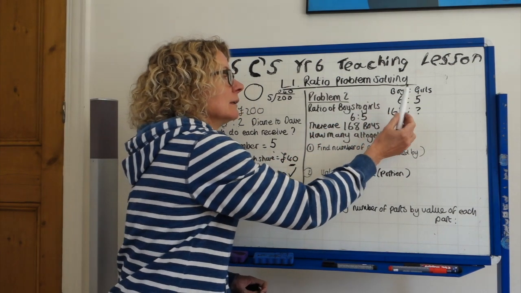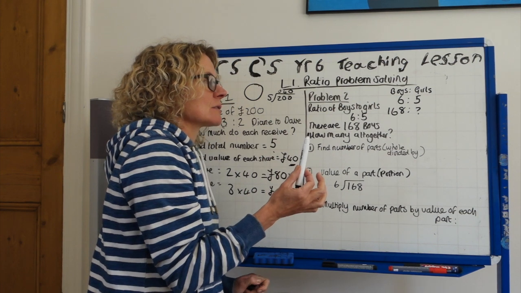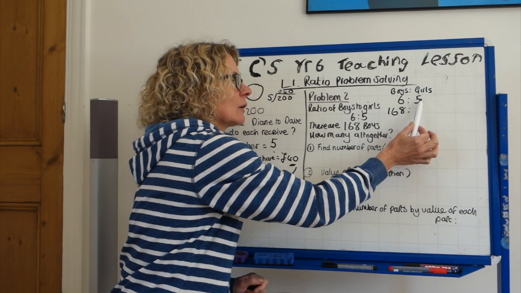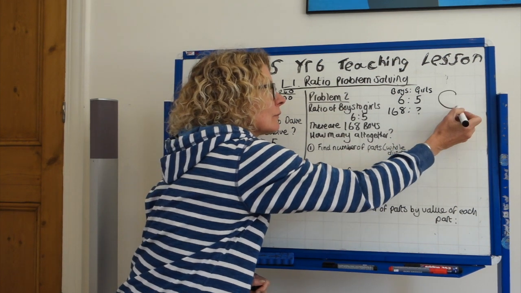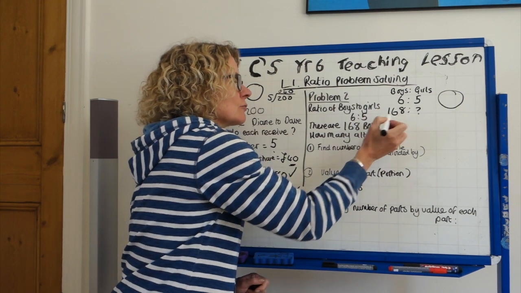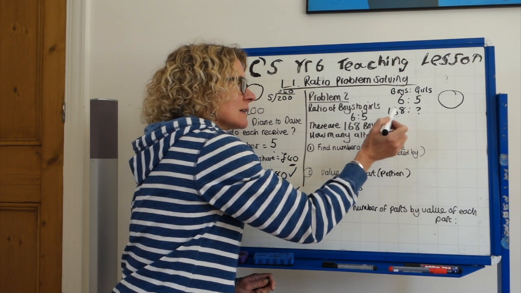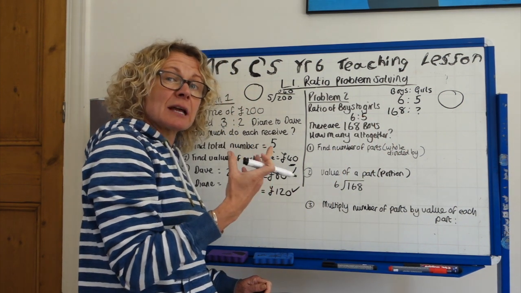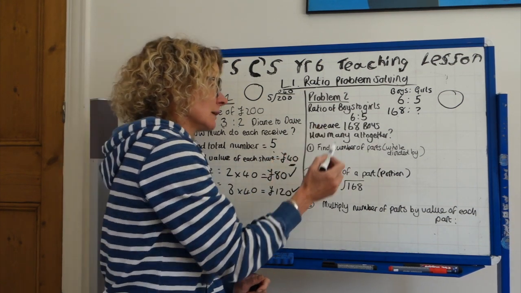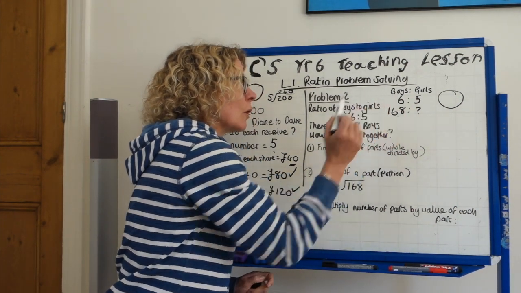So here I've written it a bit like we were looking at yesterday, like equivalent fractions. This is 6 boys to 5 girls out of the whole amount at the school. So there's 168 boys. What have you done to that 6 to make it 168? Just like an equivalent fraction. So we need to find out the value of that part, the value of one of those.